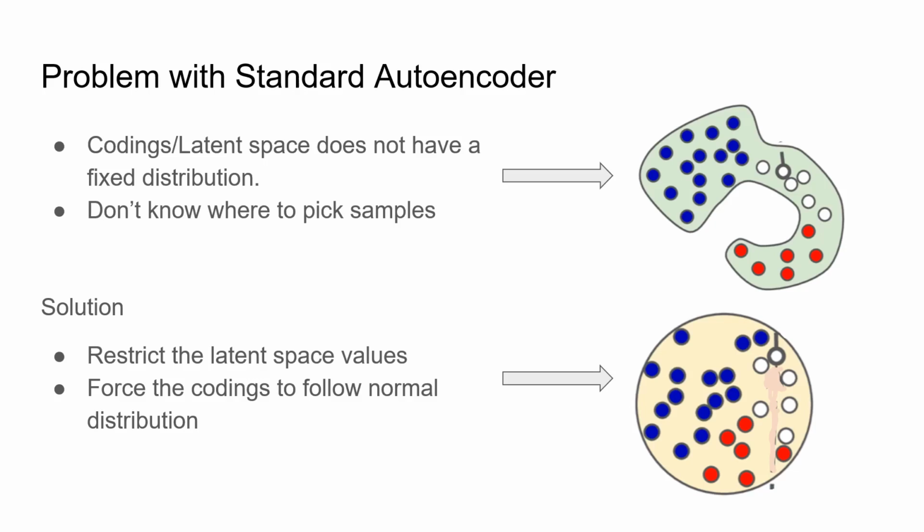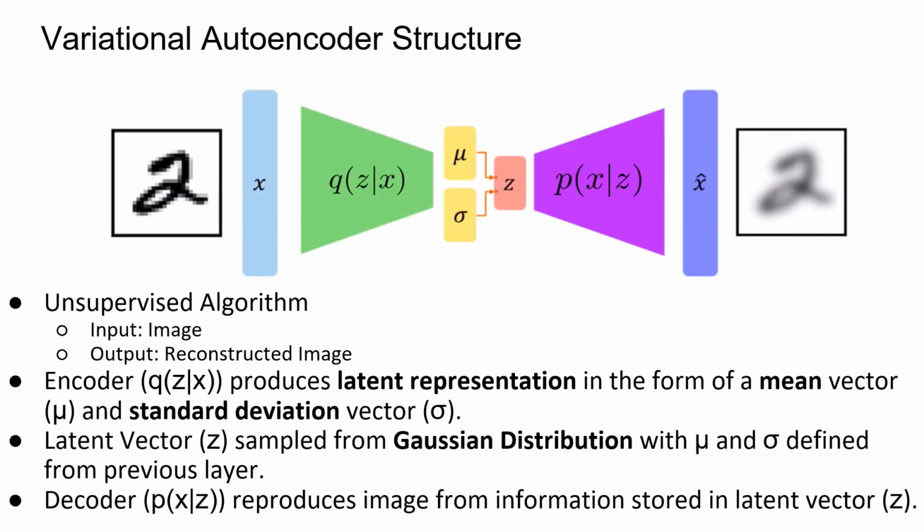So the key to fixing this is to restrict the distribution of the bottleneck layer values to a distribution that we can define mathematically, such as the standard normal distribution. And by doing this, we can randomly sample from the fixed distribution to generate more realistic images.